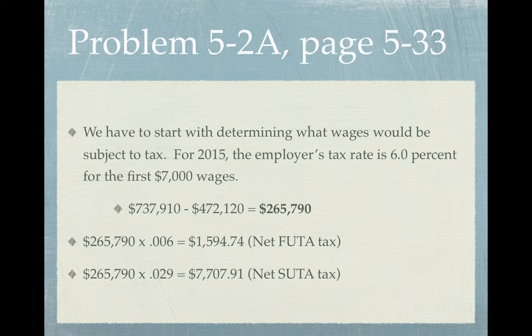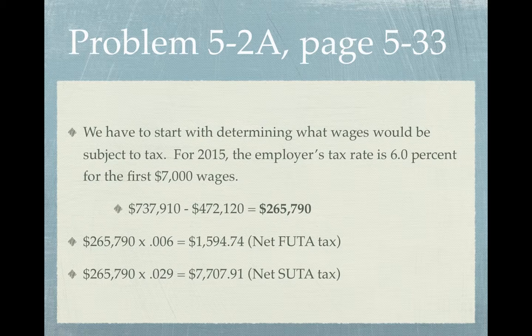All right, for this one, the first thing we have to do is determine what exactly the taxable wages would be, or the wages that are subject to the tax. And in order to do that, we need to take the whole payroll of $737,910 and subtract the $472,120 because those were the wages that were in excess of $7,000. When you do that, you'll have $265,790, and then you should be able to do a straightforward calculation for the federal and state taxes.